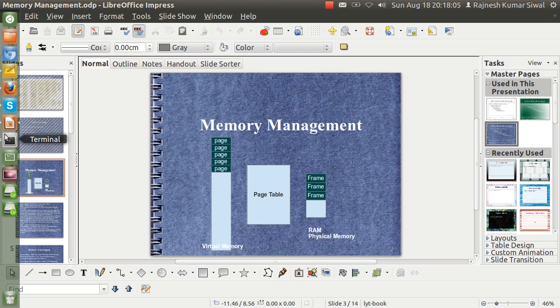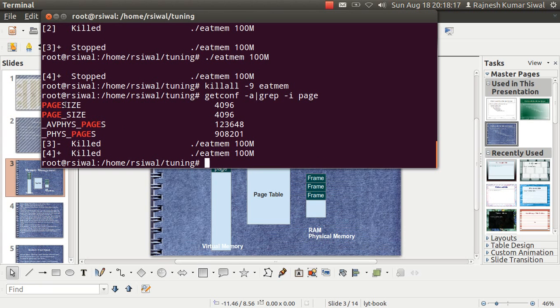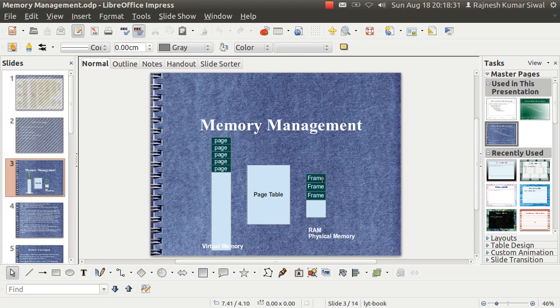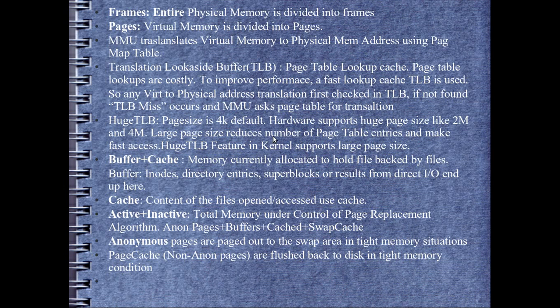Another thing you might be confused about is how we find out the page size. You just type the command getconf -a to get all the parameters, and grep -i page, and here you see that your page size is 4096 bytes, which comes out to be 4 kibibytes. And the size of a page frame is always the same as the size of a page. Moving on to the next slide now.